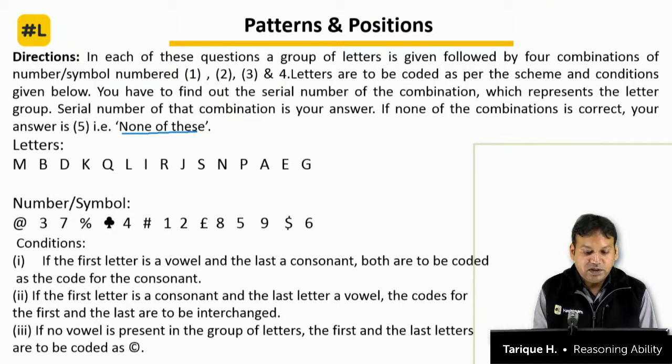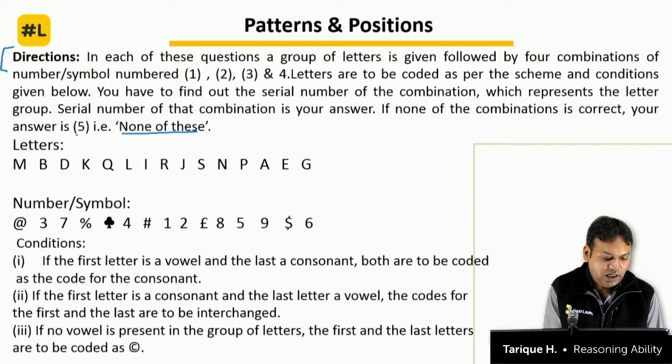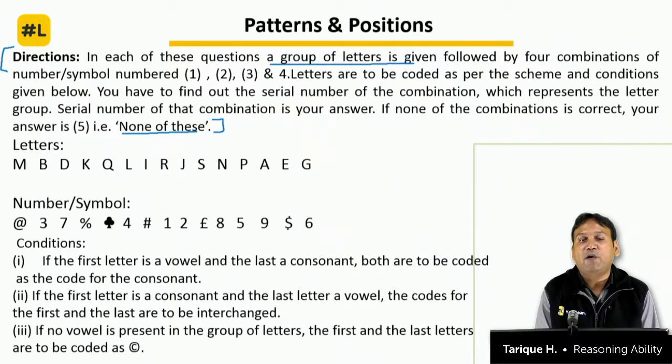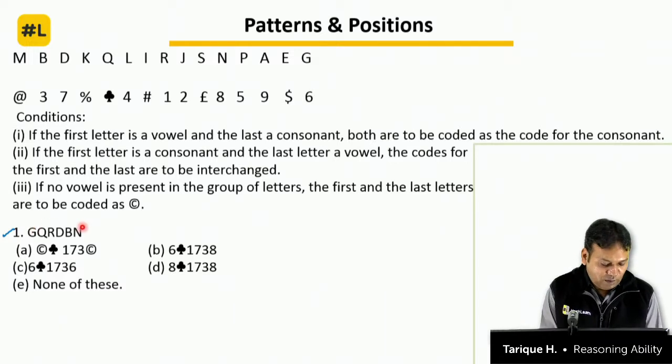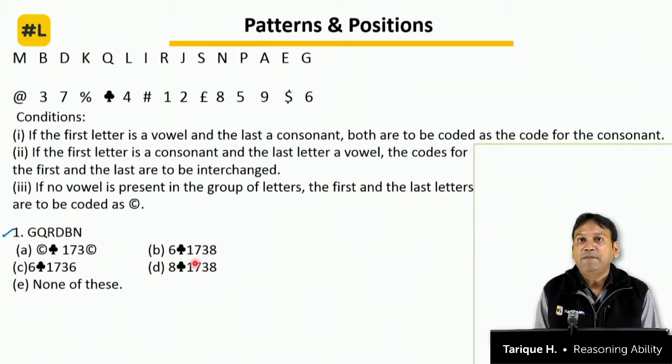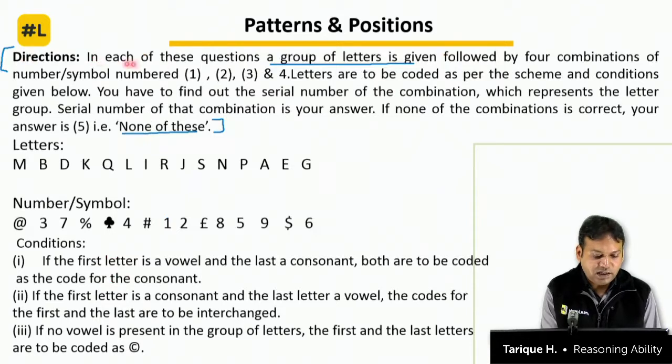Clear? So what is the direction telling you? That in each of the questions, a group of letters is given, followed by 4 combinations that you can see here. This is the group of letters, and there are 4 combinations, 1, 2, 3, 4. Now we have to use the information given to find out which of these combinations is correct. If none of them are right, then the answer becomes none of these. That is the first part of the directions.